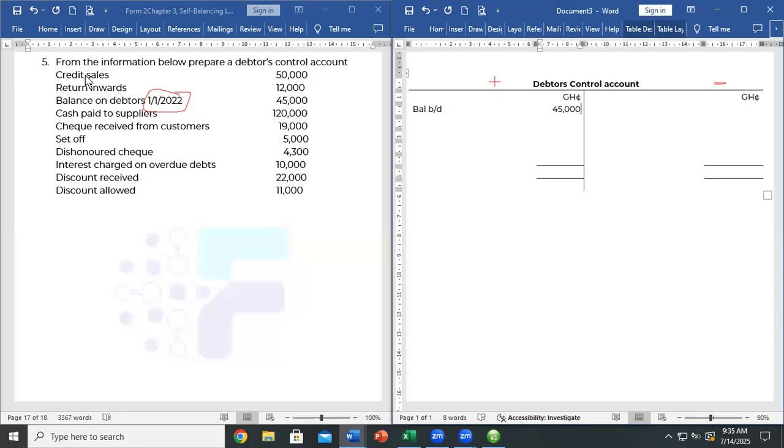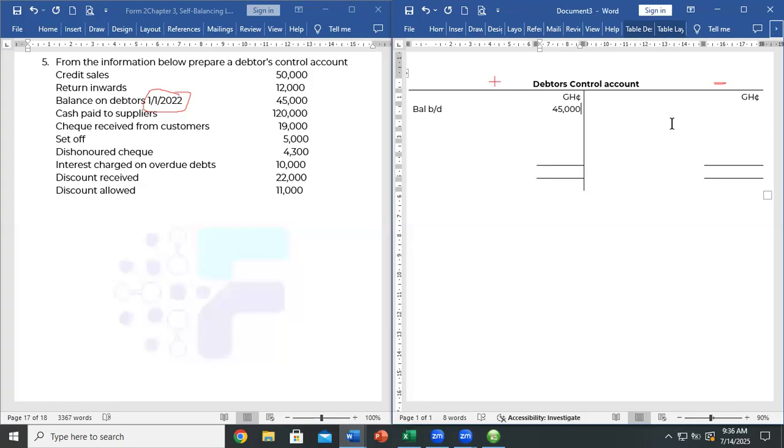So the first item is credit sales, and professors, we all know credit sales affect debtors, but then would it be debited or credited? I think I'll call Ashley again. Prof. Ashley. Please, it will be debited. Okay. So we are debiting credit sales because credit sales would always increase the debtor's balance.